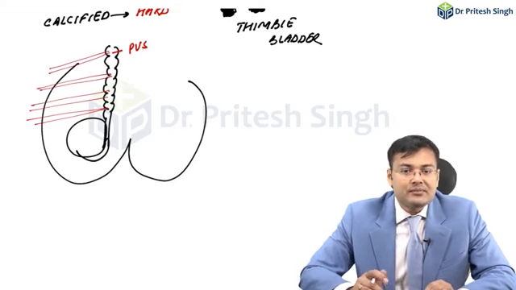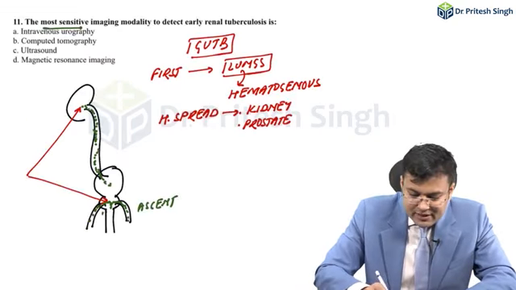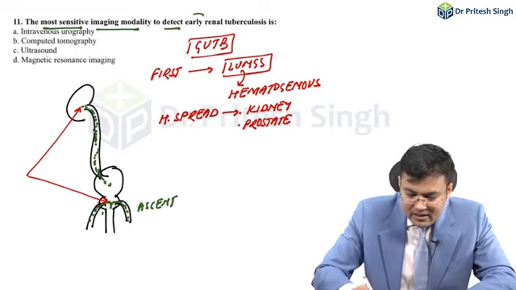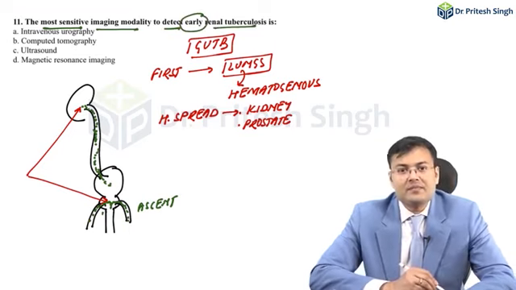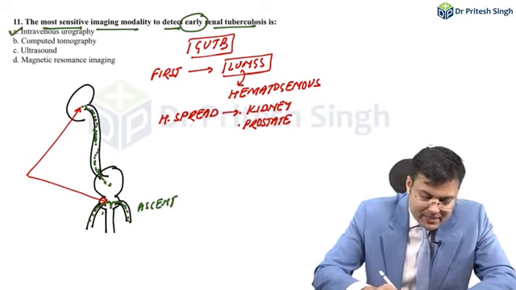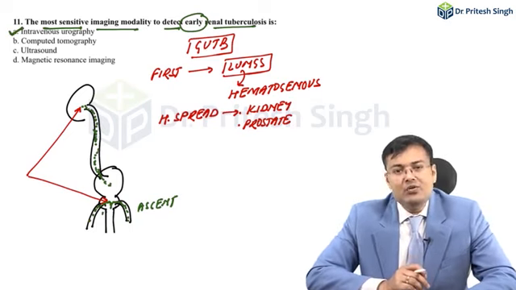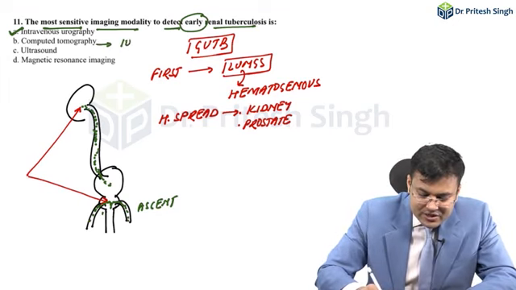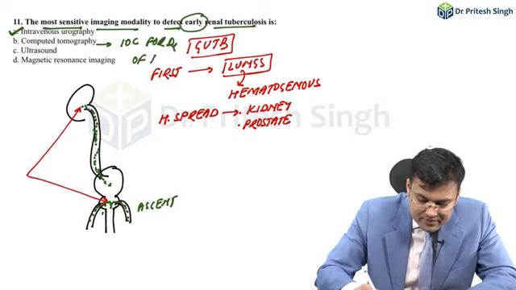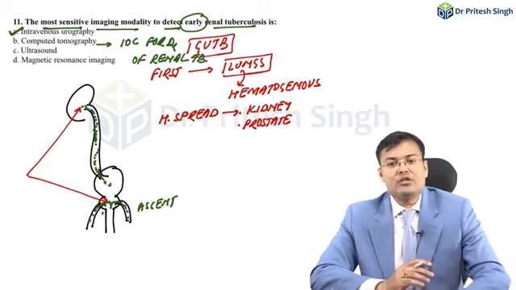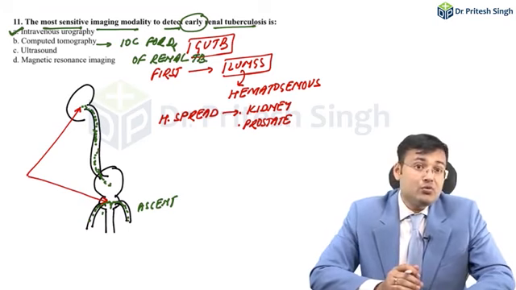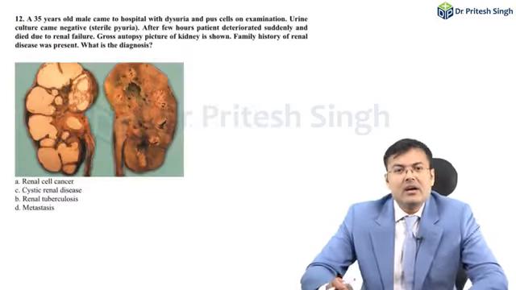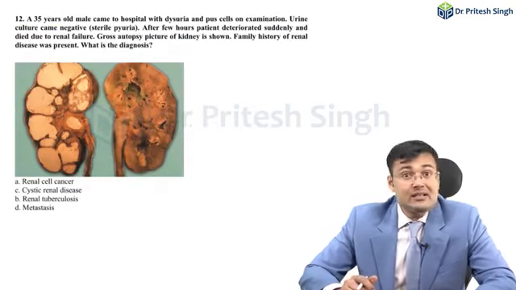Now see the question. Most sensitive imaging modality to detect early renal tuberculosis is IVP, and that is also known as IVU, intravenous urogram. CECT is investigation of choice for diagnosis of renal tuberculosis. So these are the two questions which are frequently asked. A similar question was asked in a latest JIPMER exam.